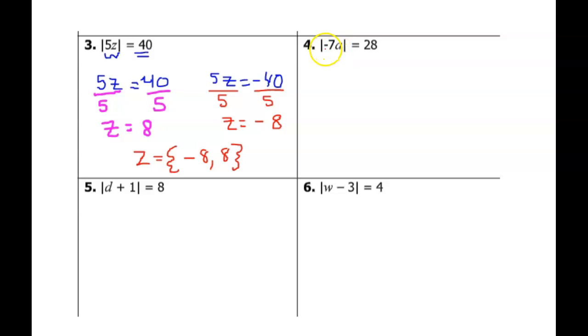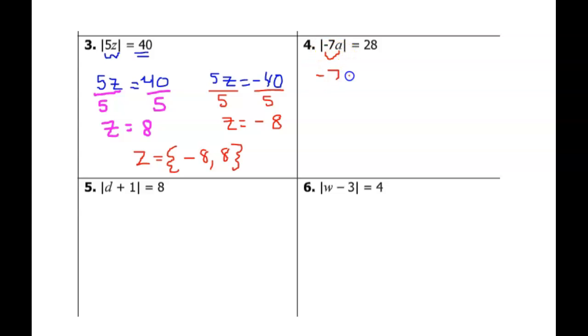So are we seeing how even if inside the absolute value is a little bit more complex, we're still doing the same thing. We just need to make sure we solve both equations, okay? Let's look at number 4. We're going to make sure the absolute value is by itself. We're good to go there.